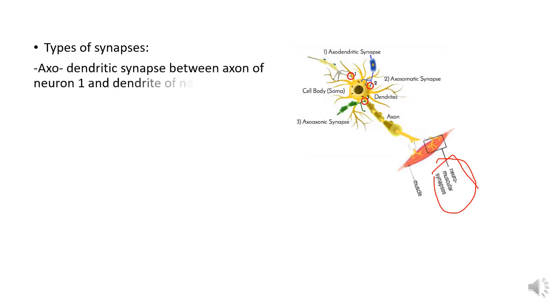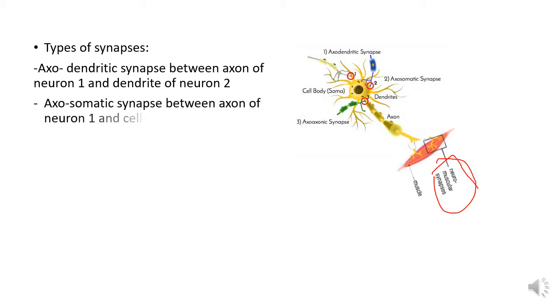For the types of synapses, we have the axodendritic synapse between two neurons, between the axon of one neuron and the dendrite of the second neuron. We have the axosomatic synapse between the axon of the first neuron and the cell body of the second neuron. We have the axoaxonic synapse between the axon of the first neuron and the axon of the second neuron. And we have the neuromuscular synapse, which is between the axon of the first neuron and the muscle. These are the types of synapses, and we're going to move to the structure.